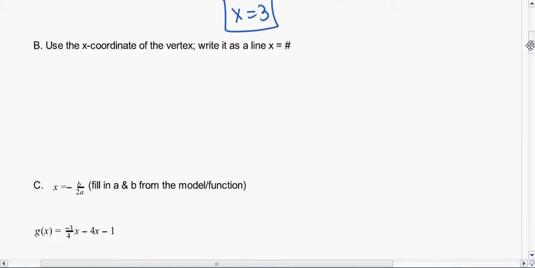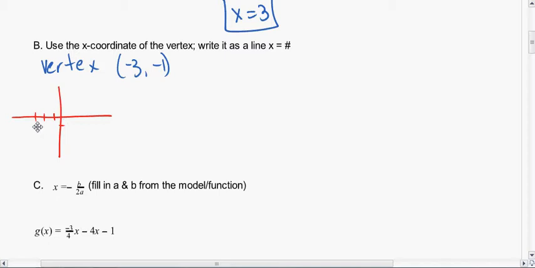If they just tell me what the vertex is, I could also write the axis of symmetry's equation just as easily. So maybe they tell me that the vertex of the graph of some parabola is -3, -1. So maybe I might do a little sketch, always a good idea to have a sense of what's going on. So I'll go to the left 3 and down 1, and there's my vertex.